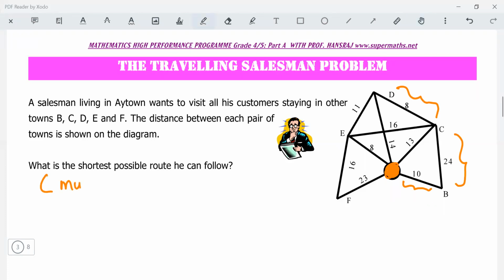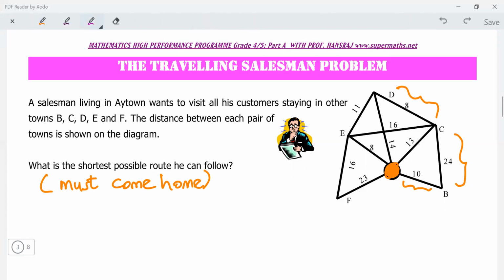Remember, he must come back home at the end. He can't go out there and stay somewhere permanently. All right, I think that makes sense. Nevertheless, we must say it. So now, if he starts at A, let's suppose he goes to E, he goes to C, he goes to D, he comes back to A, goes to C, to B, to A, to F, and back to A. So that's a very long route. Is there a better way to do this?